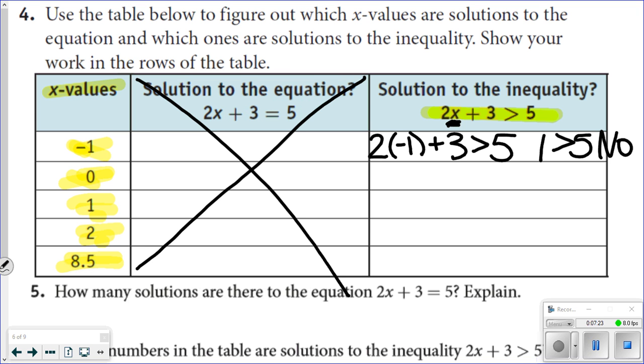So we're going to take 0, our next x value, and plug it in. So 2 times 0 plus 3. Pause, use your calculator, or maybe you can do it in your head. 2 times 0 plus 3.